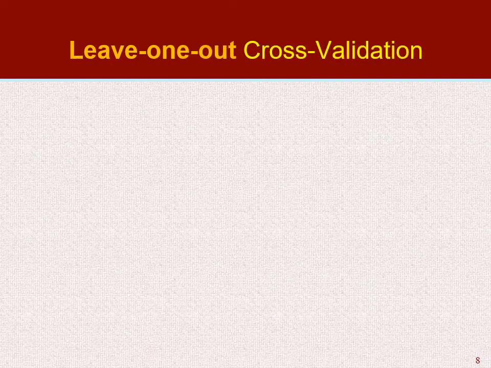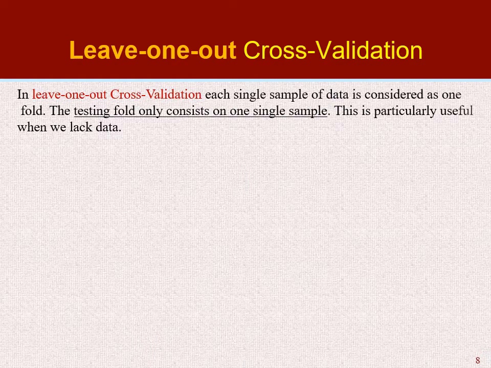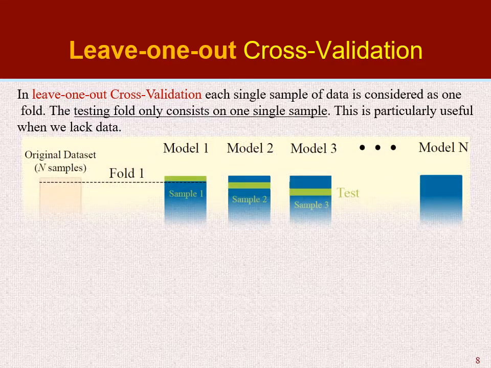Leave one out cross-validation. In leave one out cross-validation, each single sample of data is considered as one fold. The testing fold only consists of one single sample or data point. This is particularly useful when we lack data, when we do not have a lot of data. Let's see a visual example.